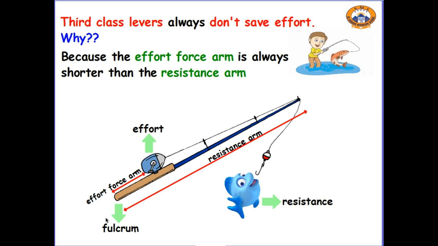And we have just said that if the effort force arm is shorter than the resistance arm, the effort force will be the opposite. It will be bigger than the resistance force. So if the F is bigger than the R, that means we are using extra force, a force much bigger than the resistance. So we are not saving effort. So the third class lever will never save effort.